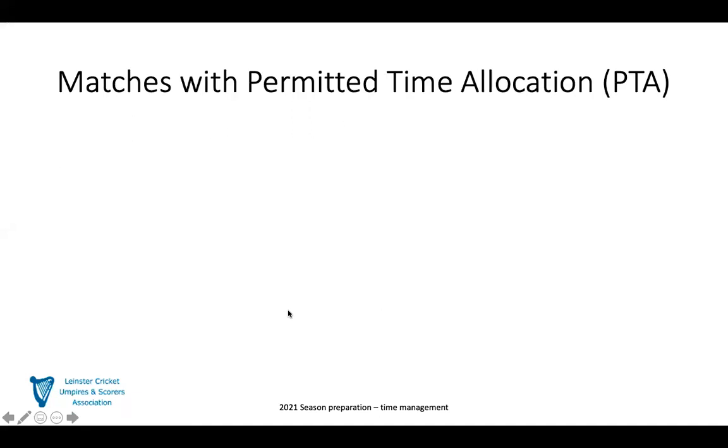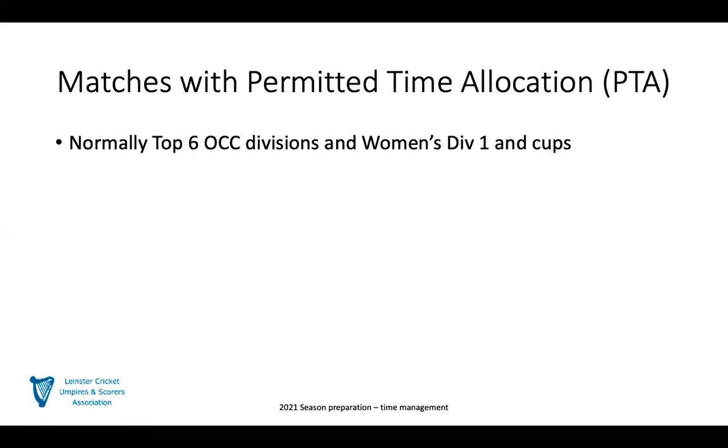Okay, so that's the easy part, if you like. Games with no time allocation. Let's now move on to the matches which, to be honest, most of us will be doing most of the time. So, what are the regulations, and what do we mean by permitted time allocation? Normally, as Peter Thew has just said, it's the top 7 OCC divisions and Women's Division 1 and all the associated cups. They all have a permitted time allocation, a set amount of time that the fielding team has to bowl their overs in.